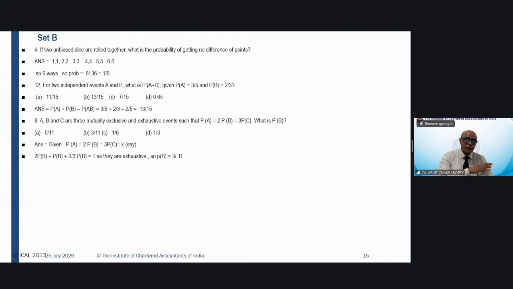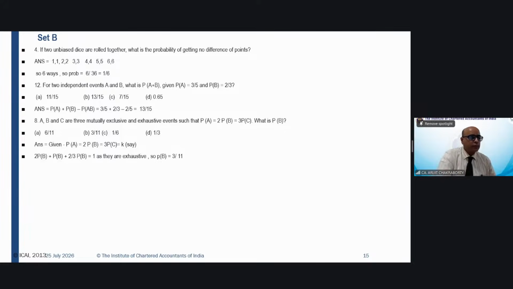So here you see these are 3 mutually exclusive events, and the relation is given. We equate them to K and then just put in the value, because A, B, C are mutually exclusive and exhaustive. That means the total sum, probability of A plus probability of B plus probability of C, has to be equal to 1. They are exhaustive. Exhaustive means one out of them has to occur, and together it will be equal to 1.